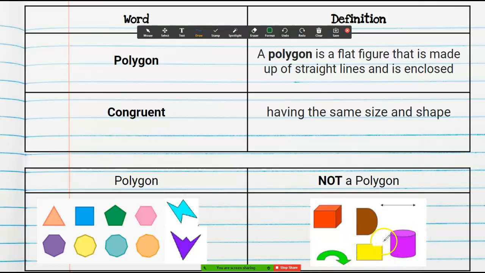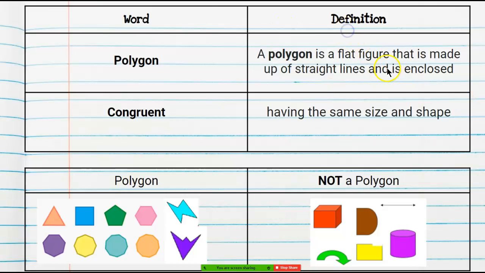This has all straight lines, but it's left open up here in the corner, so that means it is not a polygon. It needs to be enclosed. And this arrow right here is not a polygon because it has a curve, okay? If it was a straight arrow with all straight edges, that would be a polygon. All of the edges are straight, all of the lines are straight, and it is closed in. Okay, so those are some of our important vocabulary words for this week.